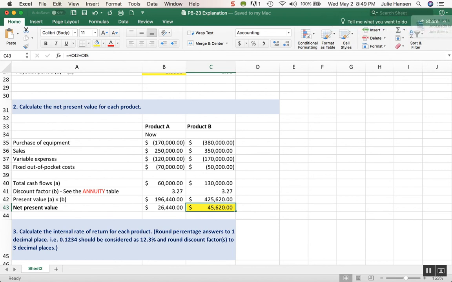Phew! Okay, and I highlighted that one because I'd rather have $45,000 rather than $26,000, and I think you'd agree.